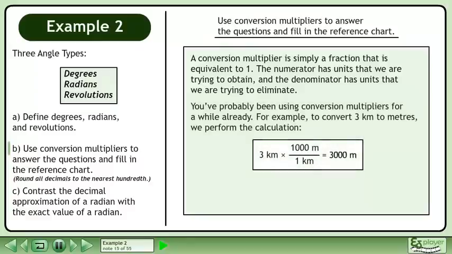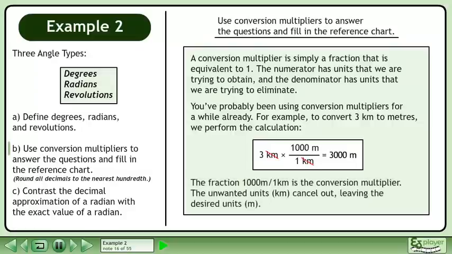You've probably been using conversion multipliers for a while already. For example, to convert 3 kilometers to meters, we perform the calculation shown. The fraction 1,000 meters over 1 kilometer is the conversion multiplier. The unwanted units, kilometers, cancel out, leaving the desired units, meters.